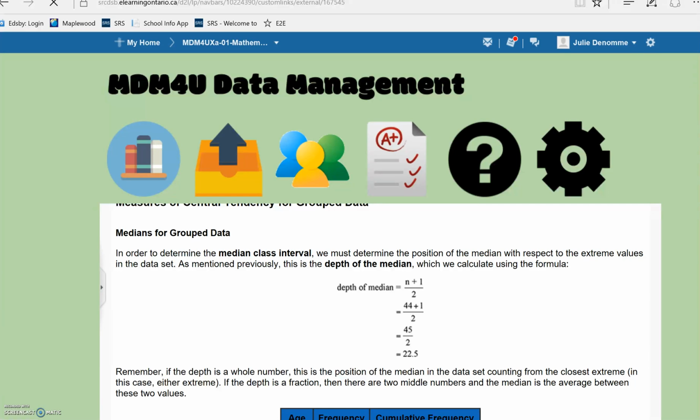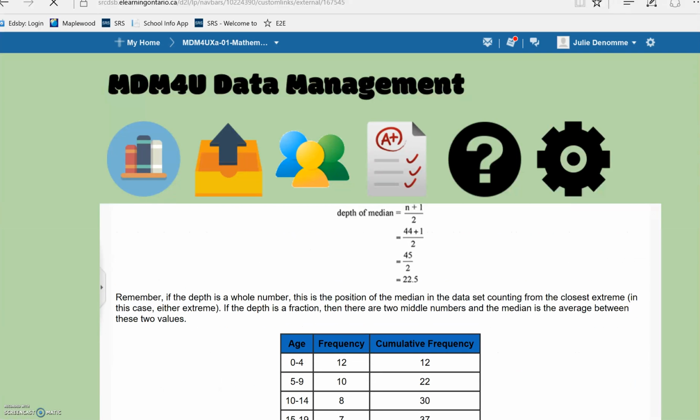21. 22. I don't know. Just 20 something. Use your calculator. Figure it out. 41 divided by 2 equals 20.5. That's right. So see how they have 22.5?